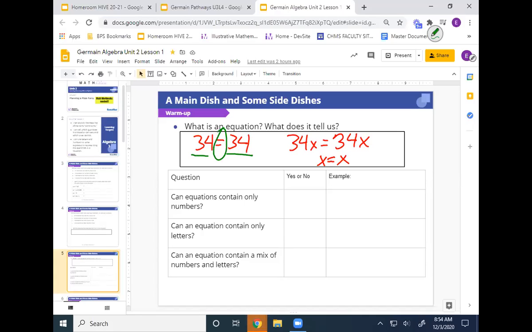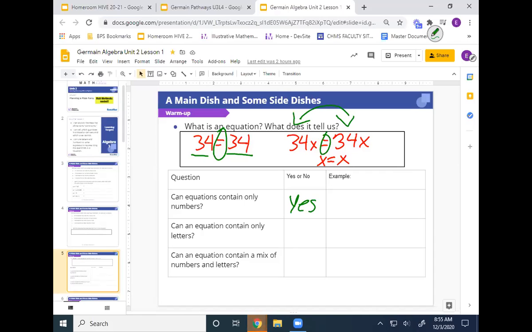So if you have two things that are set equal to one another with an equal sign, you have an equation. If you have an equal sign and the two quantities are in fact equal, then you have an equation written down. So can equations contain only numbers? Yes. What could be an example of an equation that contains only numbers?